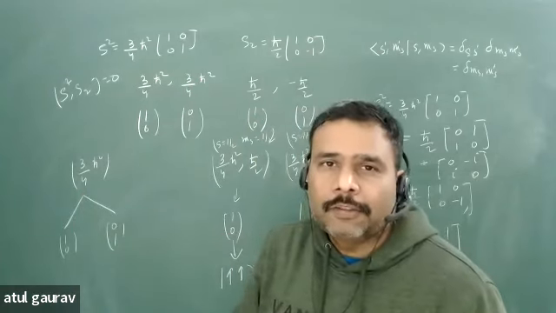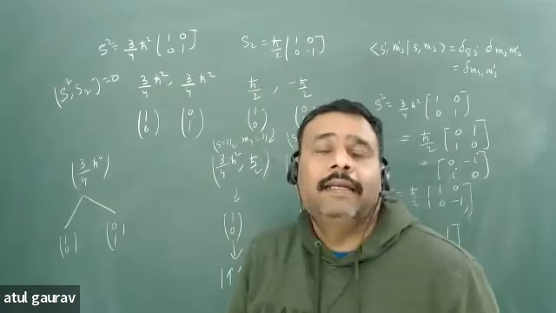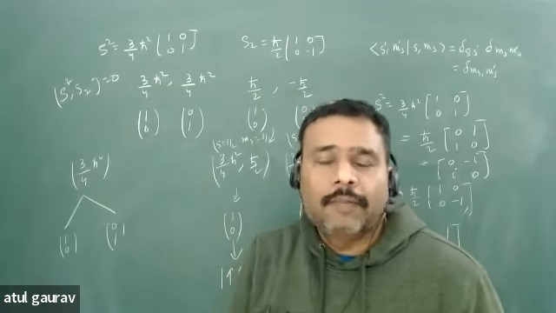So you may have a counter question: sir, why not just manage with SZ alone, without S square? How can you talk about direction without talking about magnitude?